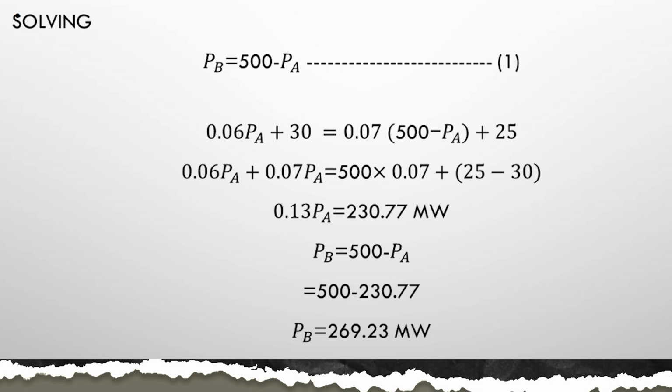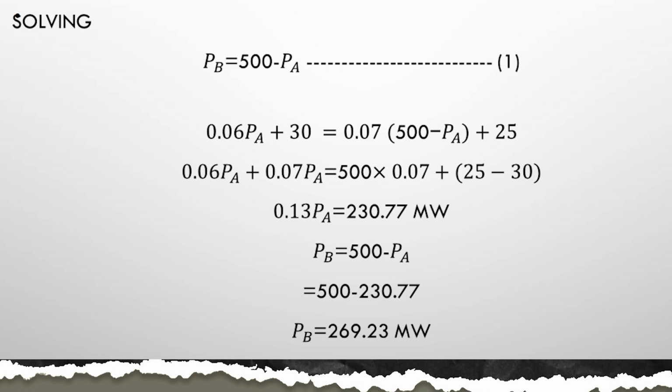So PA I will get 230.77 megawatt, and PV I will get as 500 minus this PA, that is 500 minus 230.77. So PV equal to 269.23 megawatt. This is a very simple problem, an example in which I have got the value of PA and PV. But the very important thing is to get the load sharing principle and the initial condition in the total given set of loading. So with this I am just stopping this numerical.